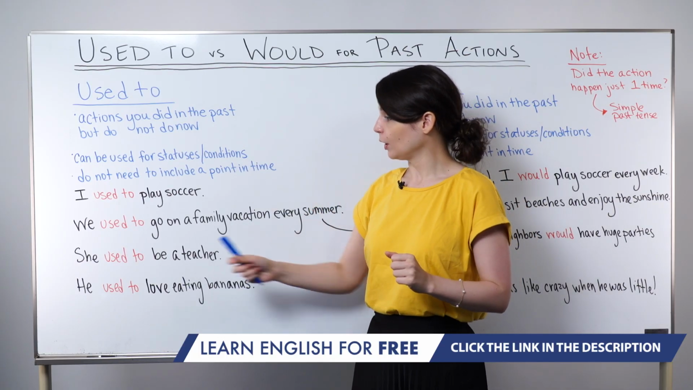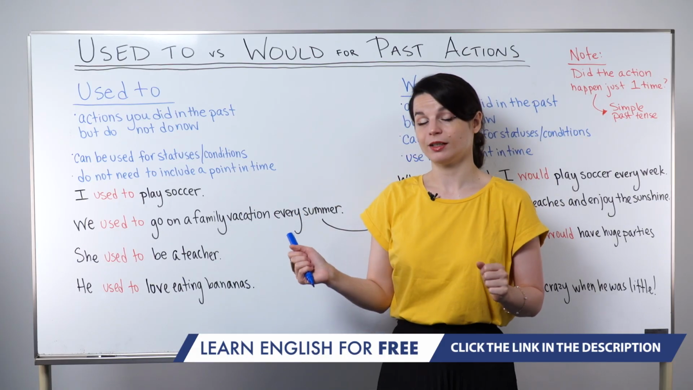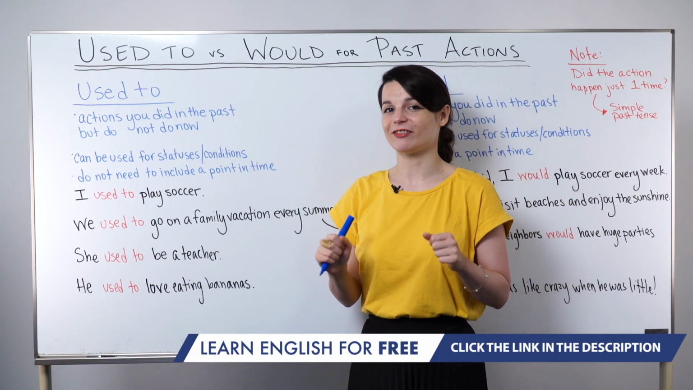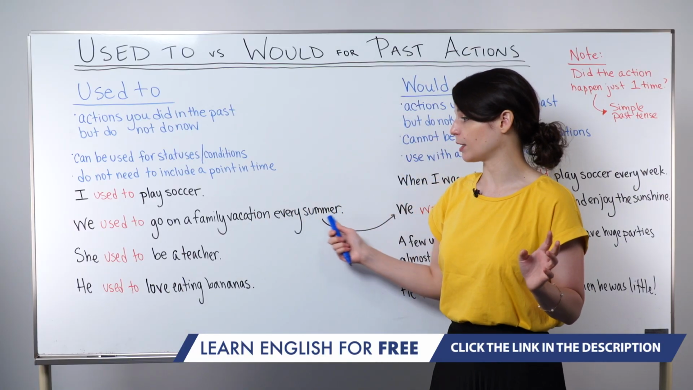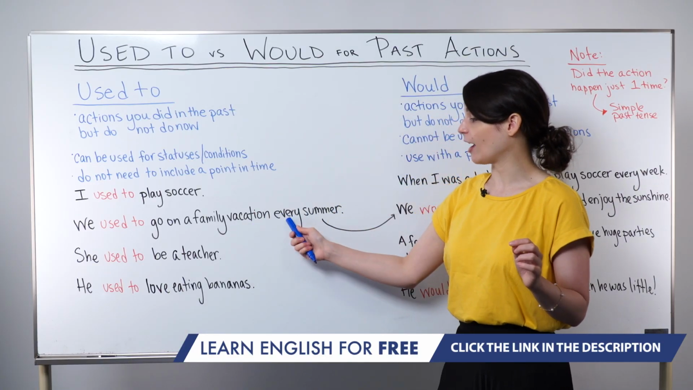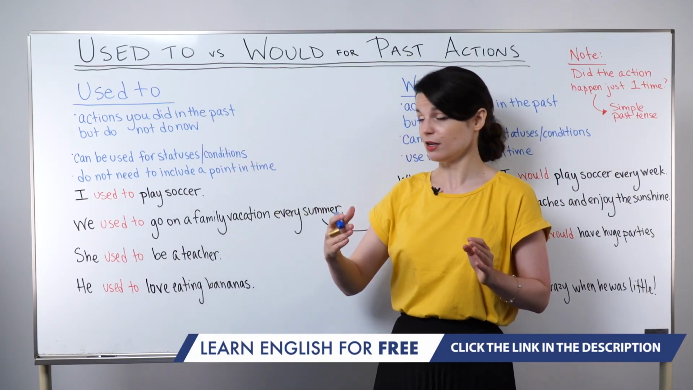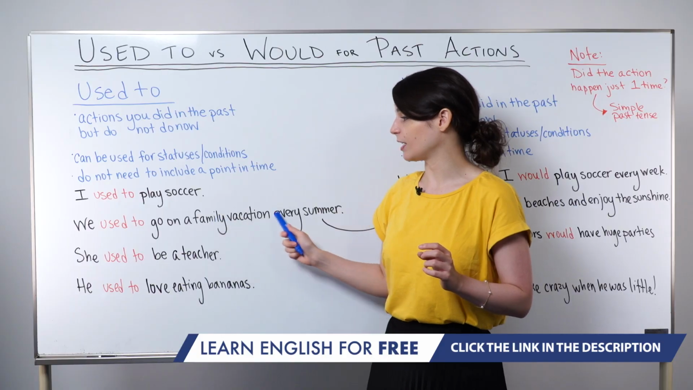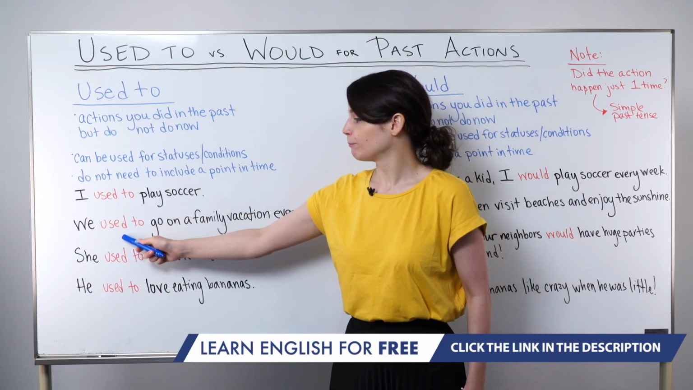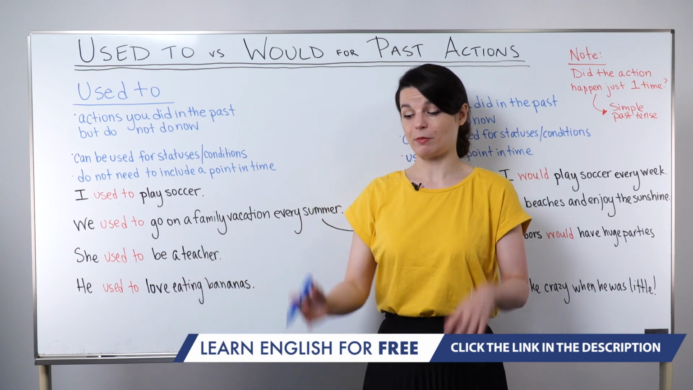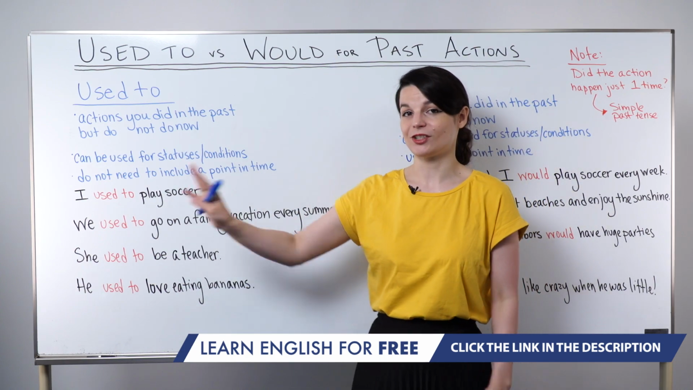Another example. We used to go on a family vacation every summer. Here we do have some information about the time period. Family vacation every summer shows this was a repeating action every year. And going on a family vacation shows this is not true now. So maybe the speaker is an adult and this was something that happened in childhood.